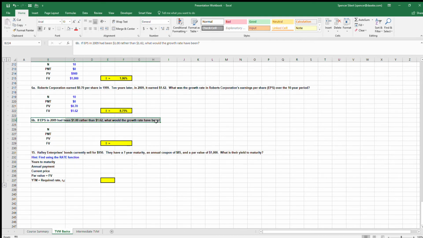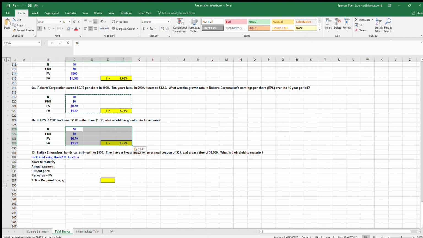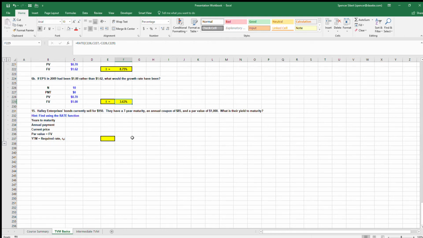6B is actually a continuation of 6A. It's basically the same data, so copy that over. Except it's saying if the EPS in 2009 had been $1 rather than $1.62, what would the growth rate have been? One second, I need to reread this question. If EPS in 2009 had been $1. Oh, so yeah, your future value changes, not your present value. So your future value is now $1 instead of $1.62, and we notice our interest rate went down significantly to 3.63%.